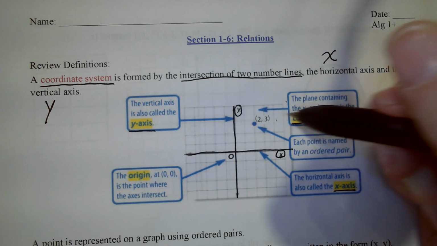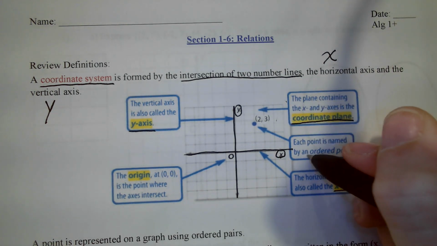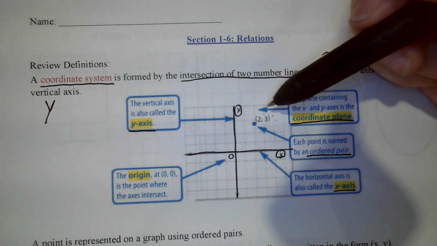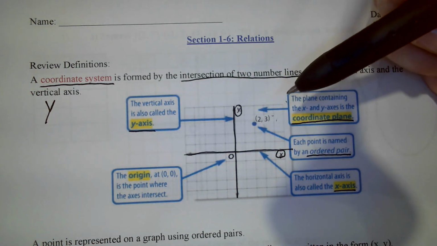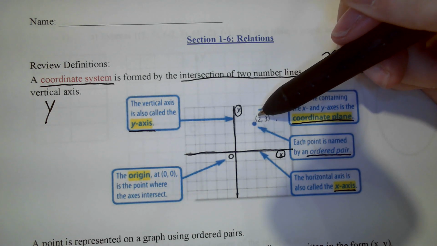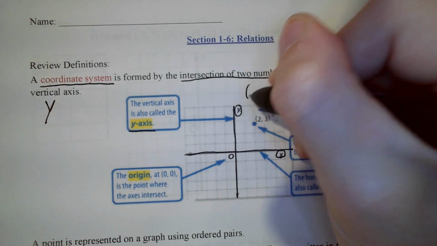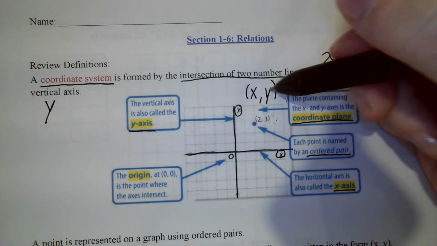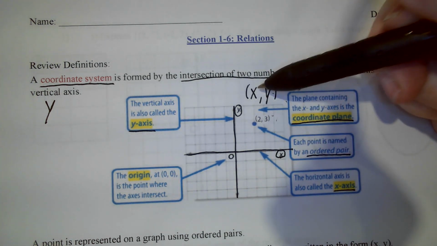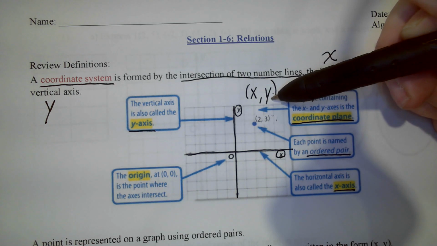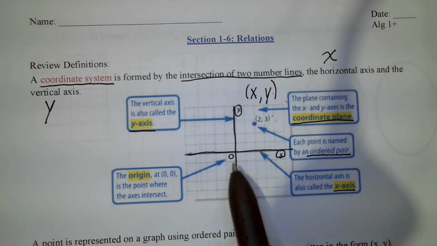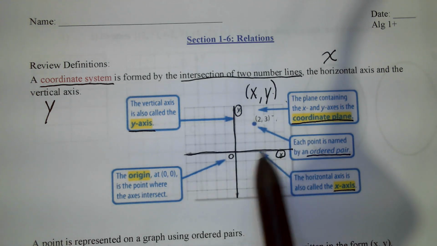Each point on the coordinate plane is called an ordered pair. So we can see one of those right here. Now, an ordered pair is a point on the graph, and it's represented in the form of (x, y). It will always be two numbers. The first number is always the x value. The second number is always the y value. We use those numbers to tell us where to go on the graph.